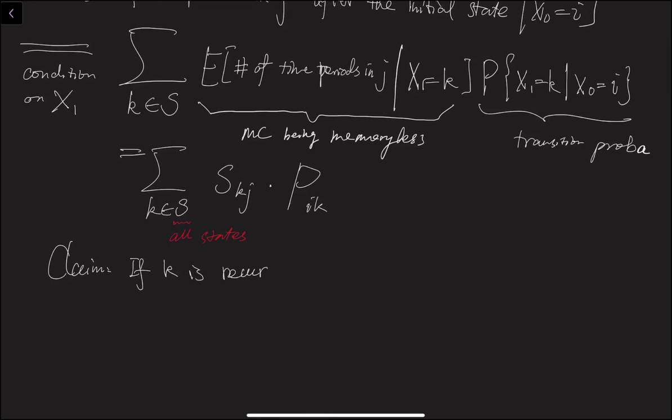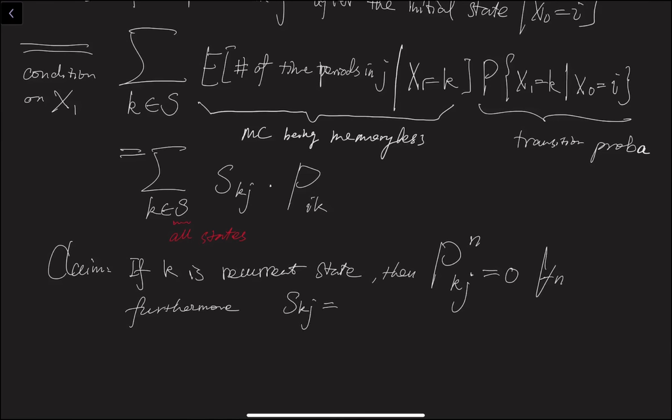is a recurrent state, then capital P_K to J is 0 for any n, all right? And as a result, furthermore, this actually implies S_KJ is 0.